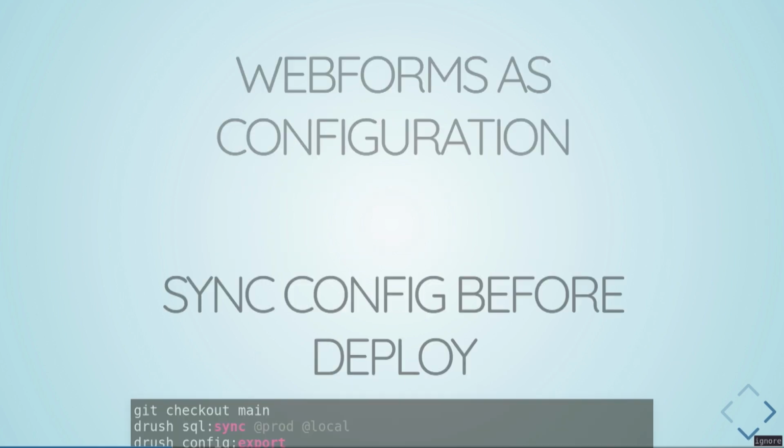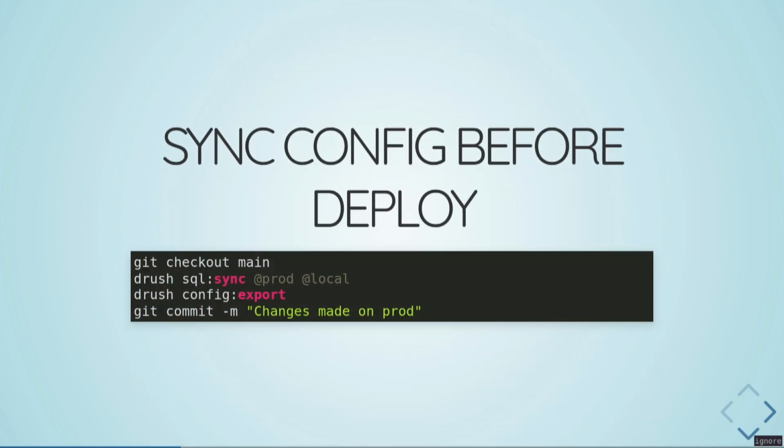So, a very manual strategy. There are changes to webforms sometimes in the production environment, in the live environment, and you don't want to lose them. So every time you do a deploy, you download the database, synchronize it with your Git repository, exporting configuration, commit the changes, and everything's ready for deploy. Nothing is going to be lost. This works for a few changes, but it's not going to scale if there are many people editing the webforms.